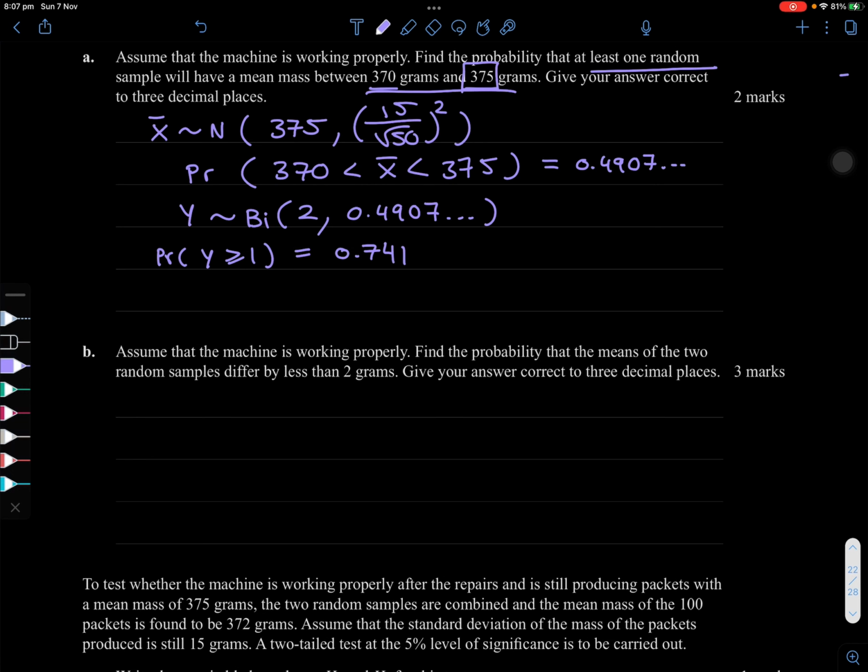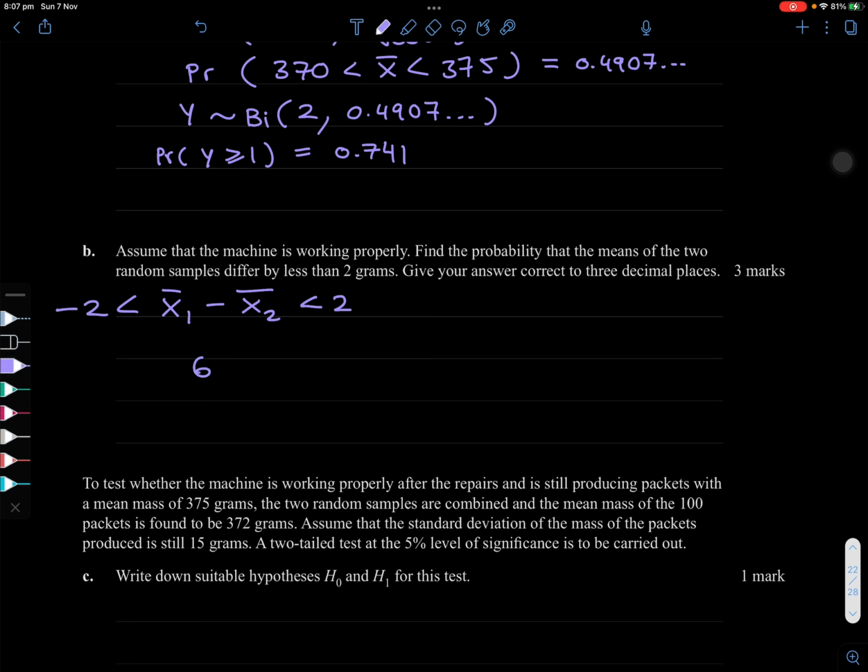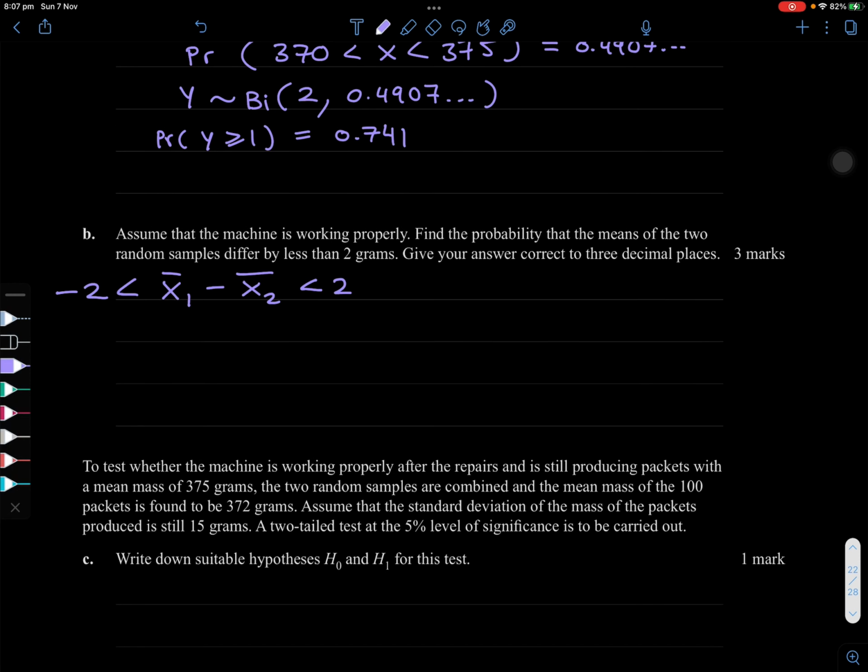Now, assume that the machine is working properly. Find the probability that the means of the 2 random samples differ by less than 2 grams. So we want the means of both of them, right? When you subtract them, the difference needs to be greater than negative 2 and less than 2. For example, if I have 6 and 7, obviously they differ by less than 2, so when you subtract them, you get 1. That's in between this, right? As long as you understand that logic, it should be all right. So that is what we're trying to find.